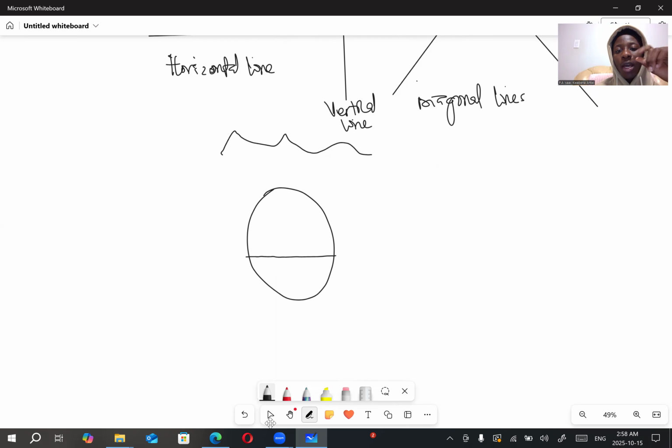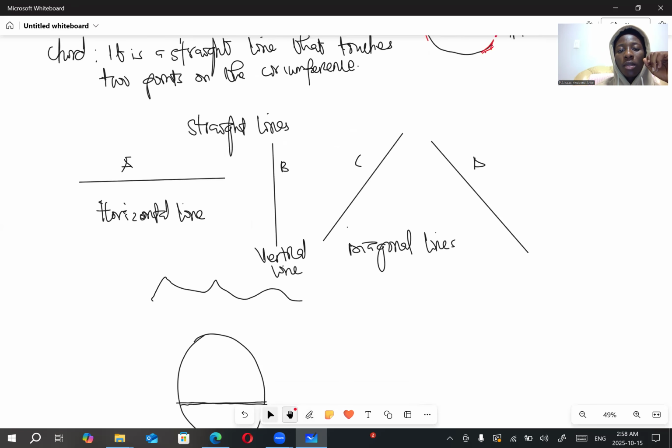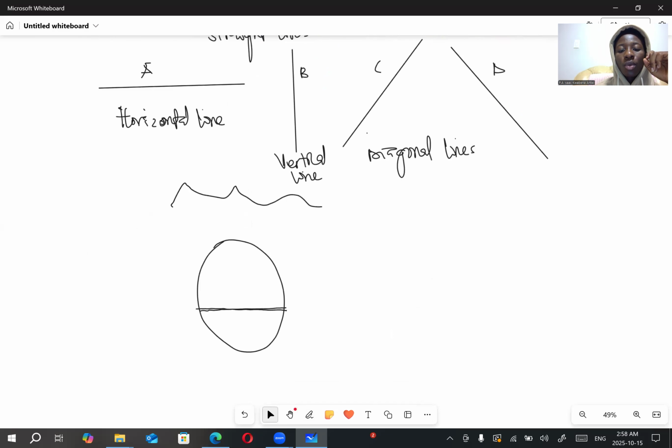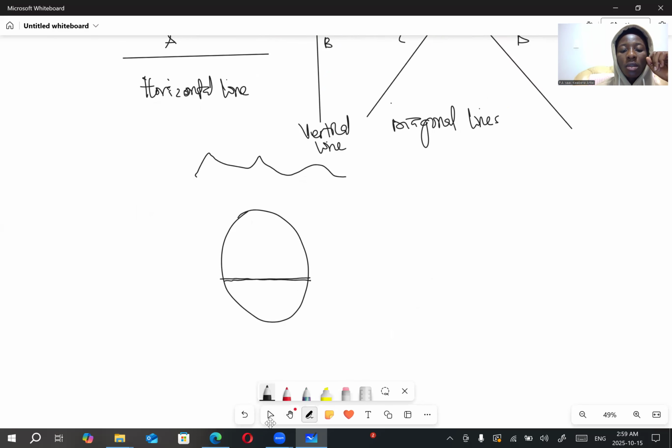So let me explain. Now we are inside. So this is a straight line, right? Now we define a chord as a straight line that touches 2 points on the circumference. So that's a chord. It's a chord because it's a straight line, which I've already discussed, and it's touching the 2 points on the circumference. So that's why it's a chord. If it fails to meet one of the requirements, it's not even a chord.